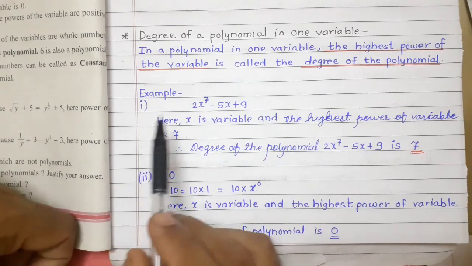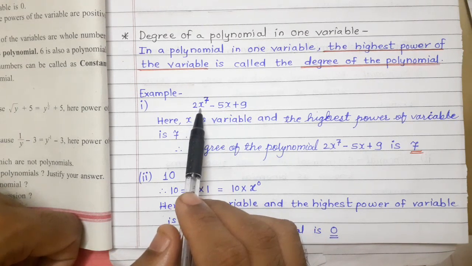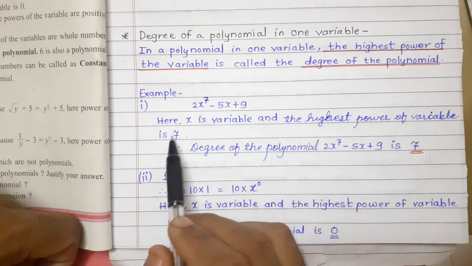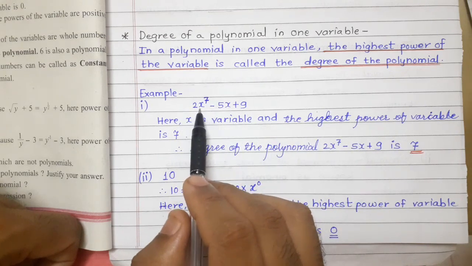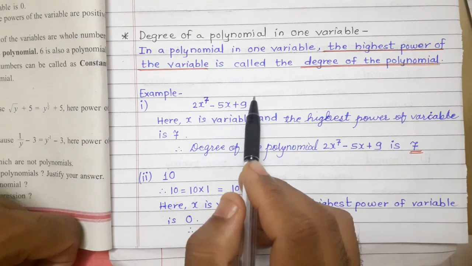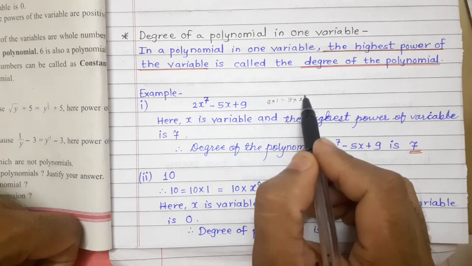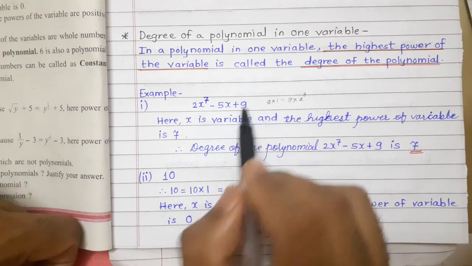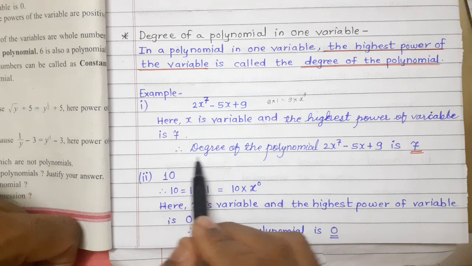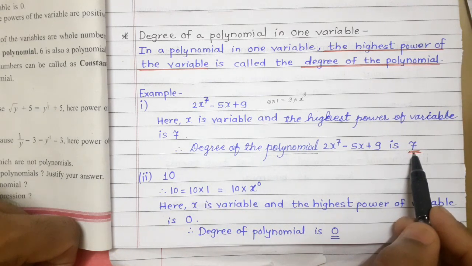Example, first example: 2x raised to the power 7 minus 5x plus 9. So here x is the variable and the highest power of the variable is 7. In the first term the power of the variable is 7, in the second term it is 1, and here we can write 9 as 9 multiplied by x raised to the power 0, so the power is 0. So the highest power of the variable is 7, therefore the degree of the given polynomial is 7.